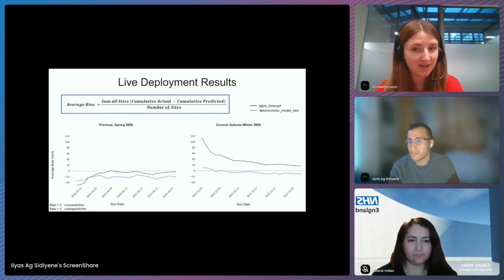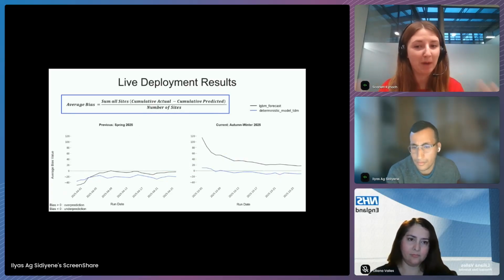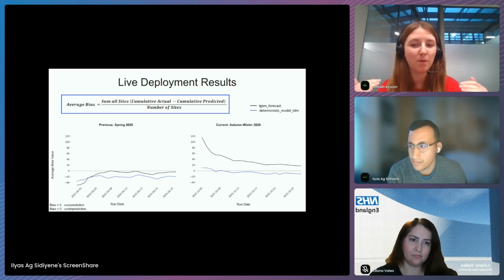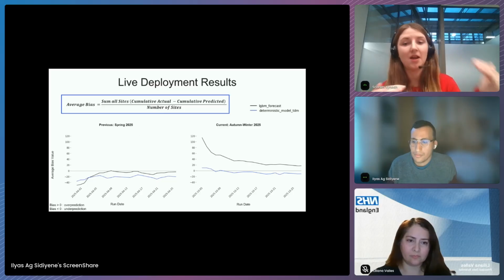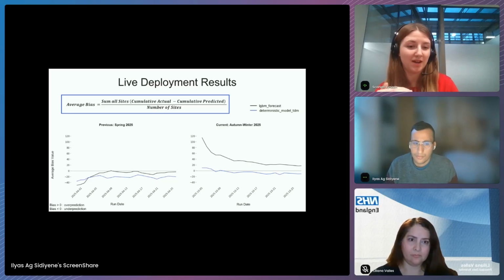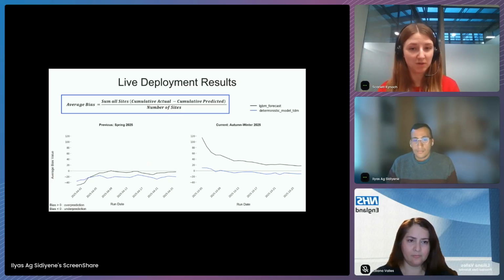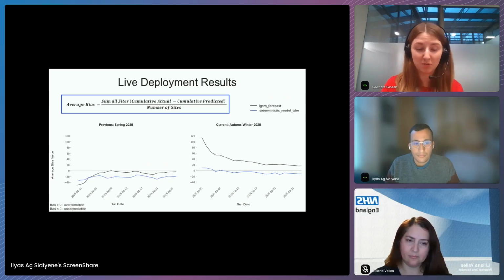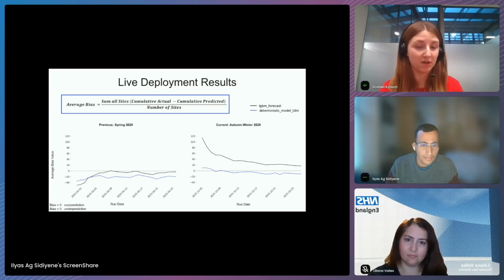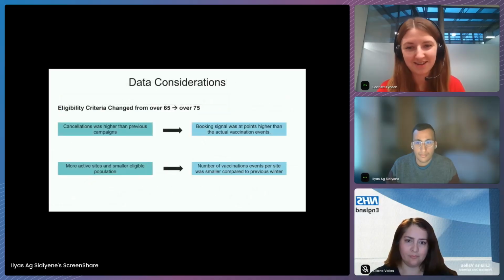What we actually ended up finding, so I'm just going to very simply explain bias, which is the metric you're seeing here. When bias is above 0, on average, we're over forecasting for that particular date. And when it's below 0, that means we're under forecasting. As you can see for the spring campaign for our model, which is the black line, we saw that it was tending towards 0. But unfortunately, for the autumn-winter campaign for this current deployment, we actually saw it was over forecasting. Go on to the next slide.